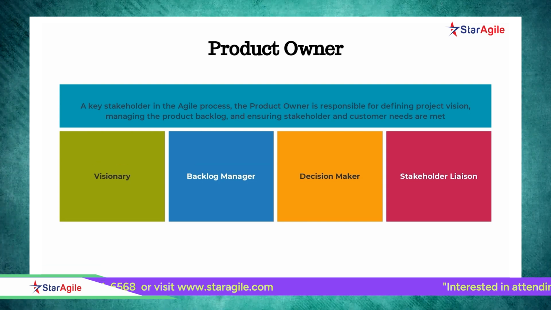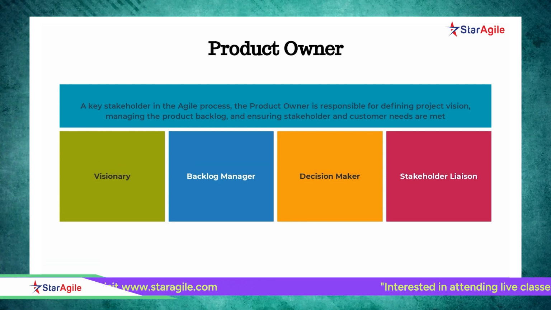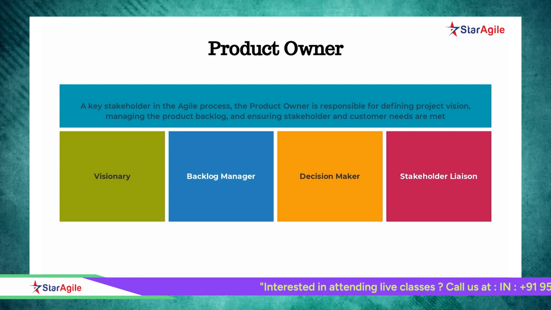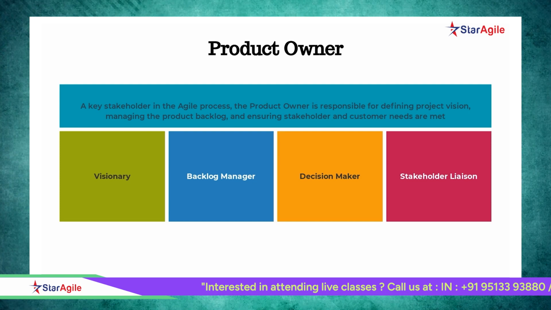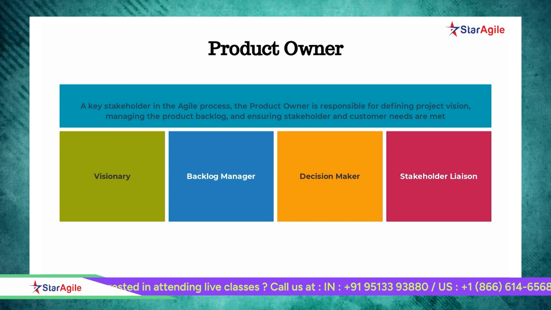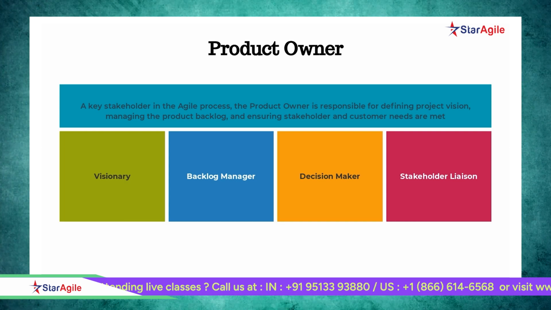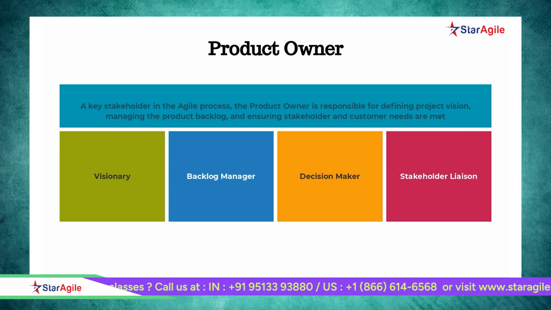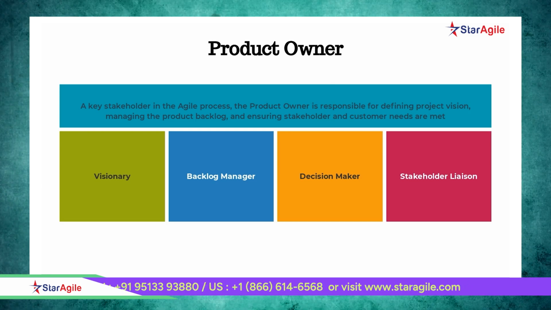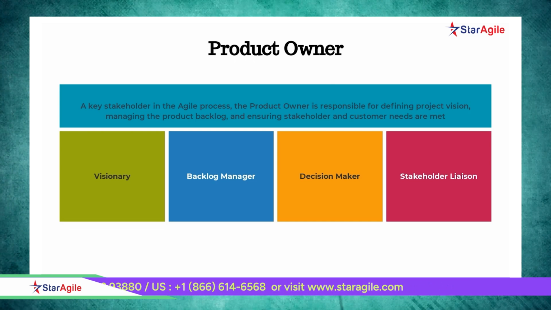The product owner defines acceptance criteria for each user story, specifying the conditions that must be met for a story to be considered complete and ready for release. They ensure that the acceptance criteria are measurable, achievable, and aligned with the user's expectations. The product owner addresses ambiguities and uncertainties that arise during the development process.